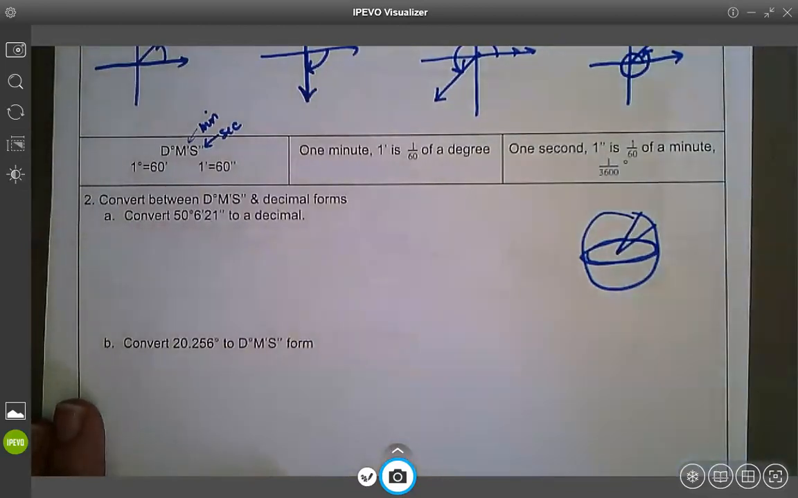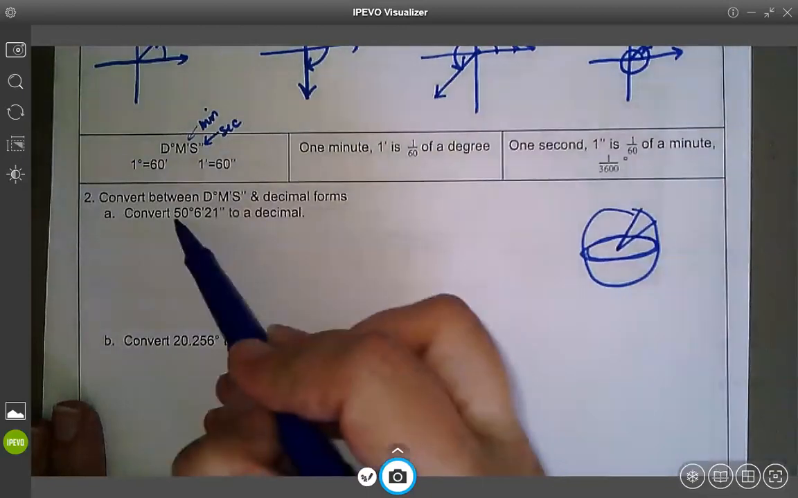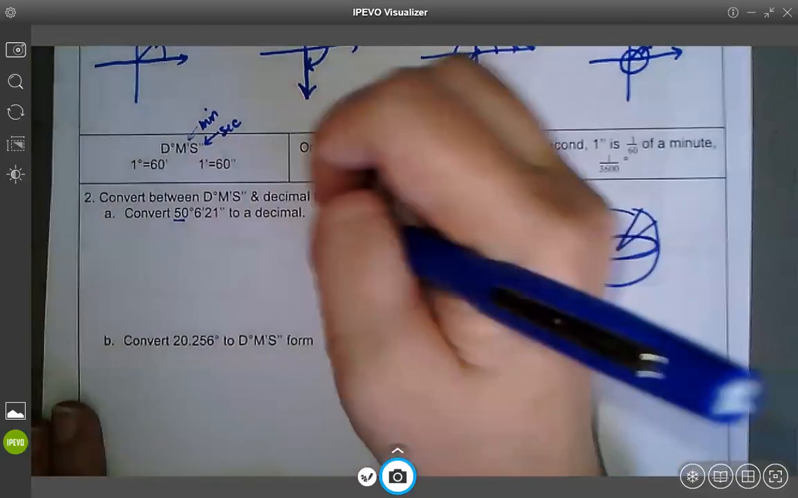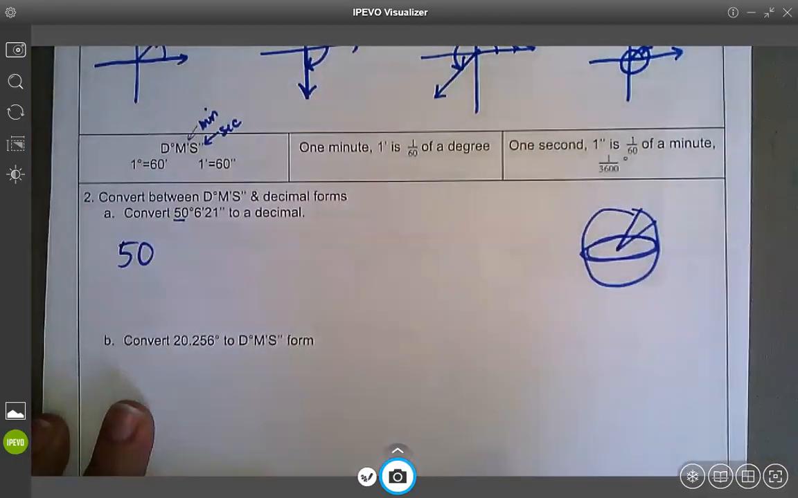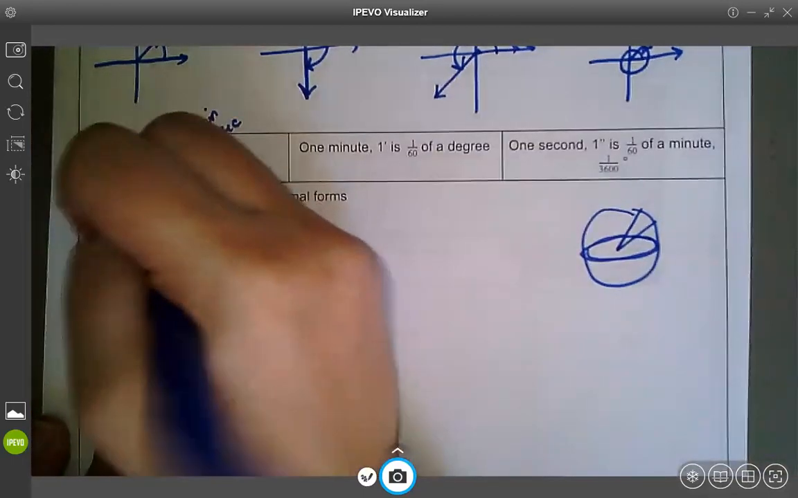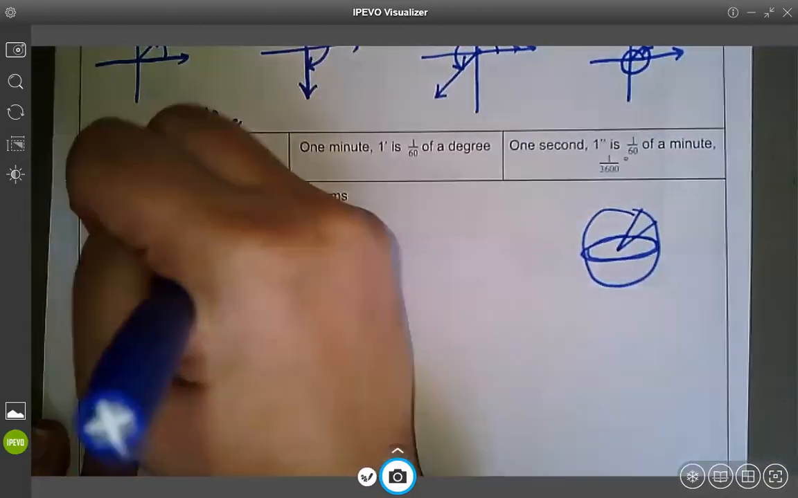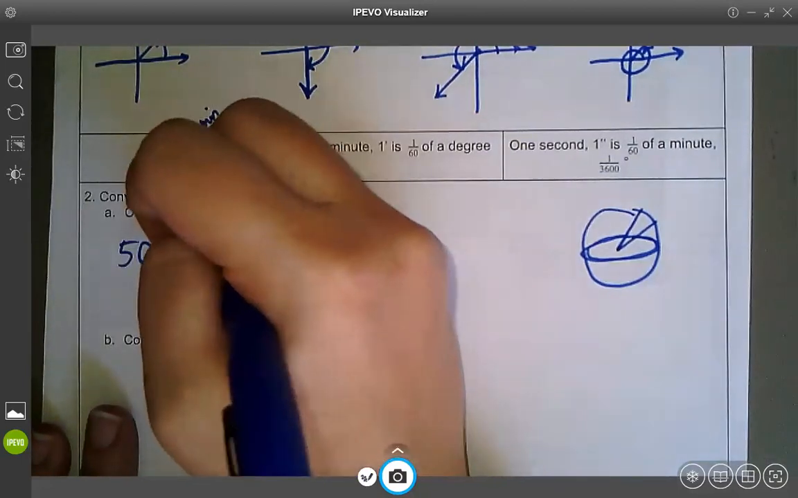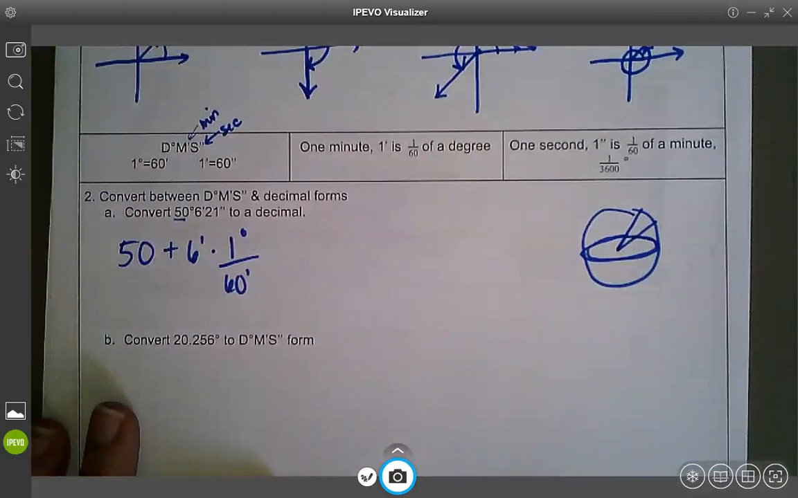So to convert from degrees, minutes, seconds to a decimal, your degrees is always going to be your whole number part. So you're always going to have that 50 or whatever your degrees is, plus 6 minutes. So I'm going to do some conversions here. I'm going to multiply that by 1 degree over 60 minutes, because 1 minute is 1/60th of a degree.